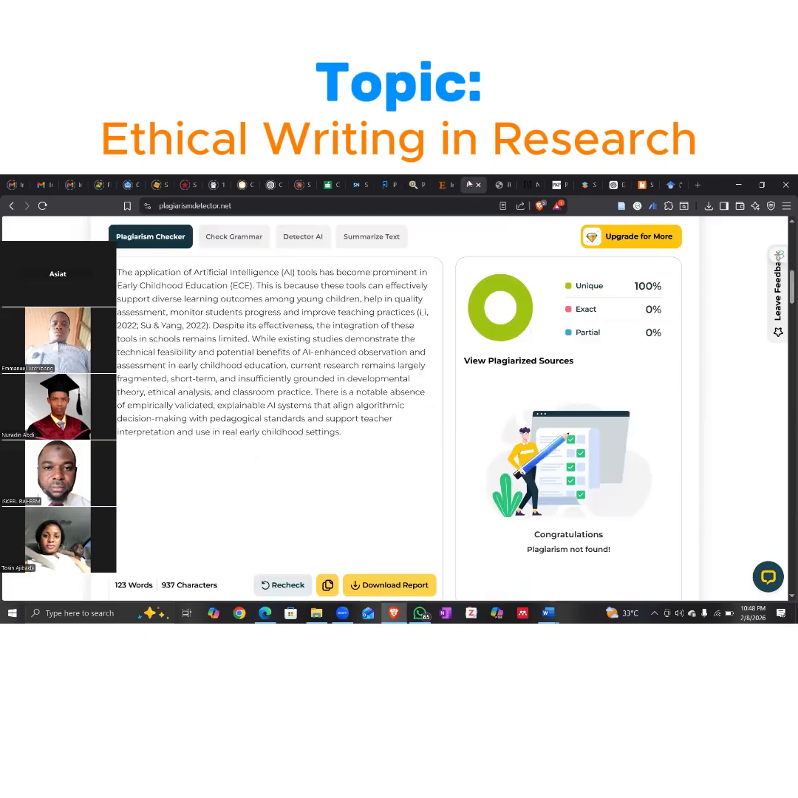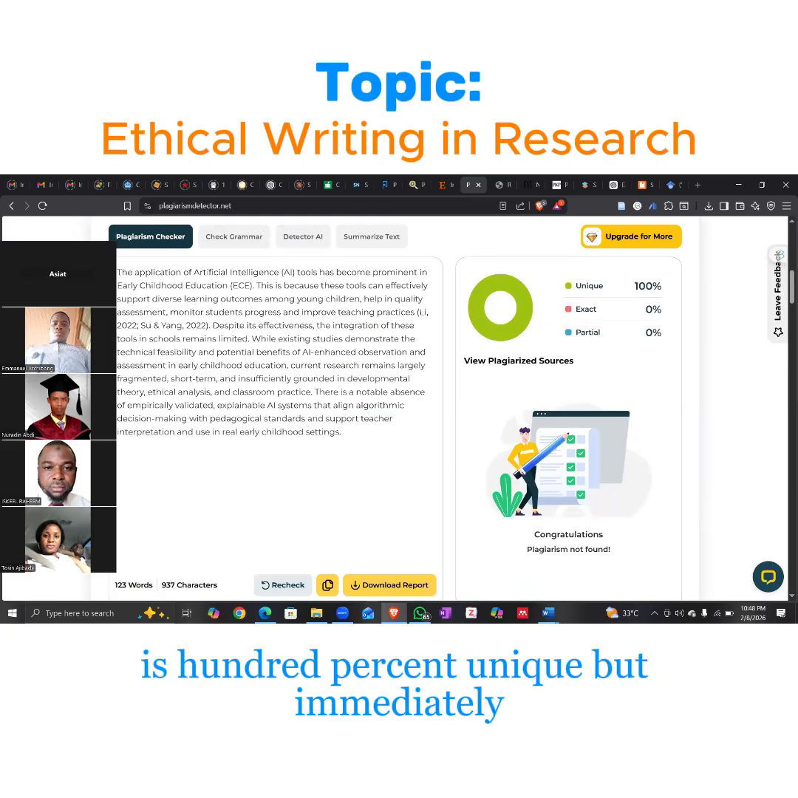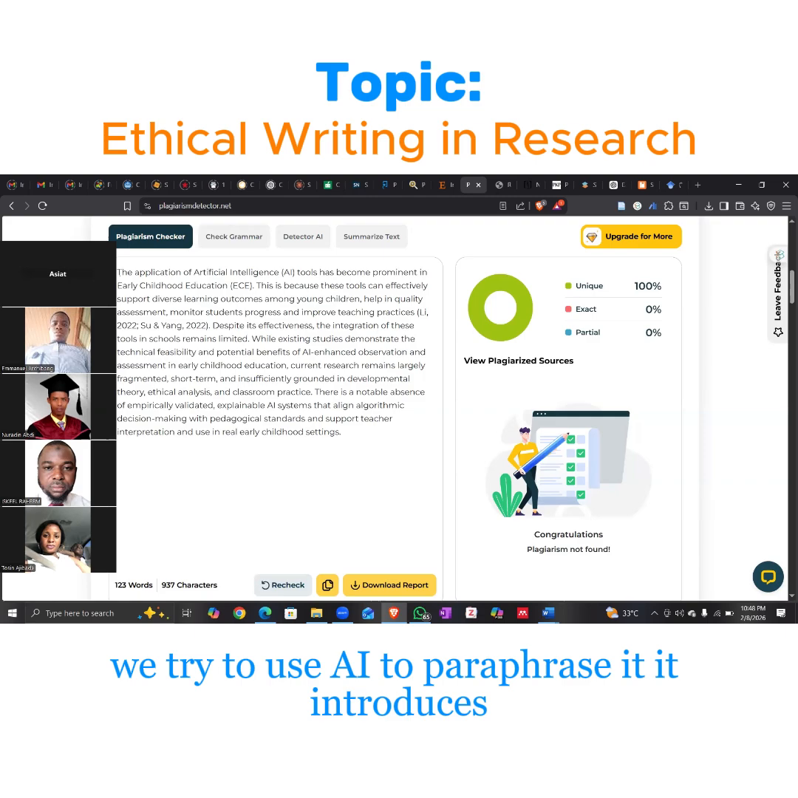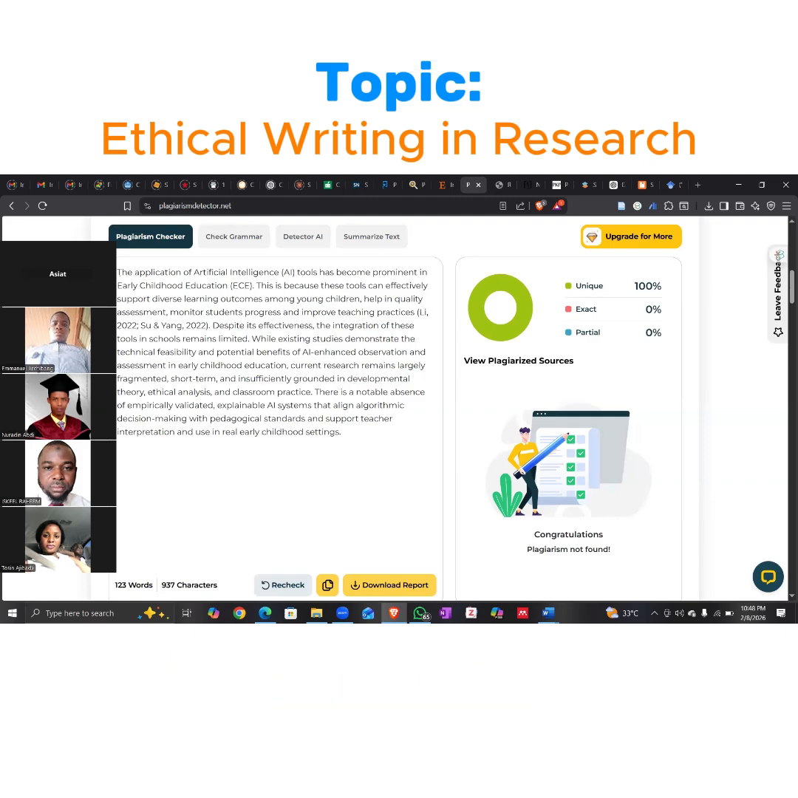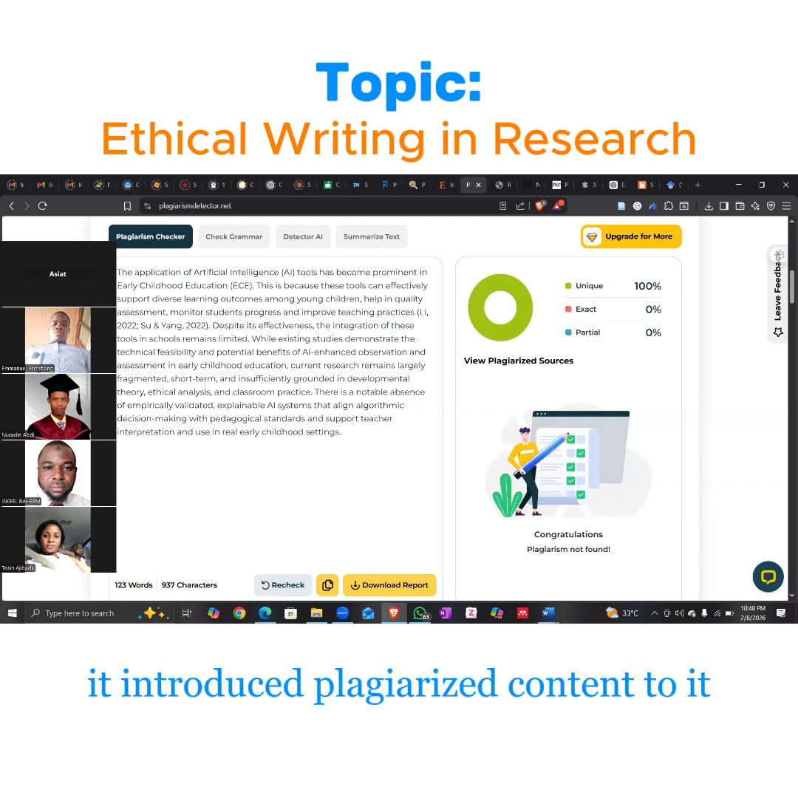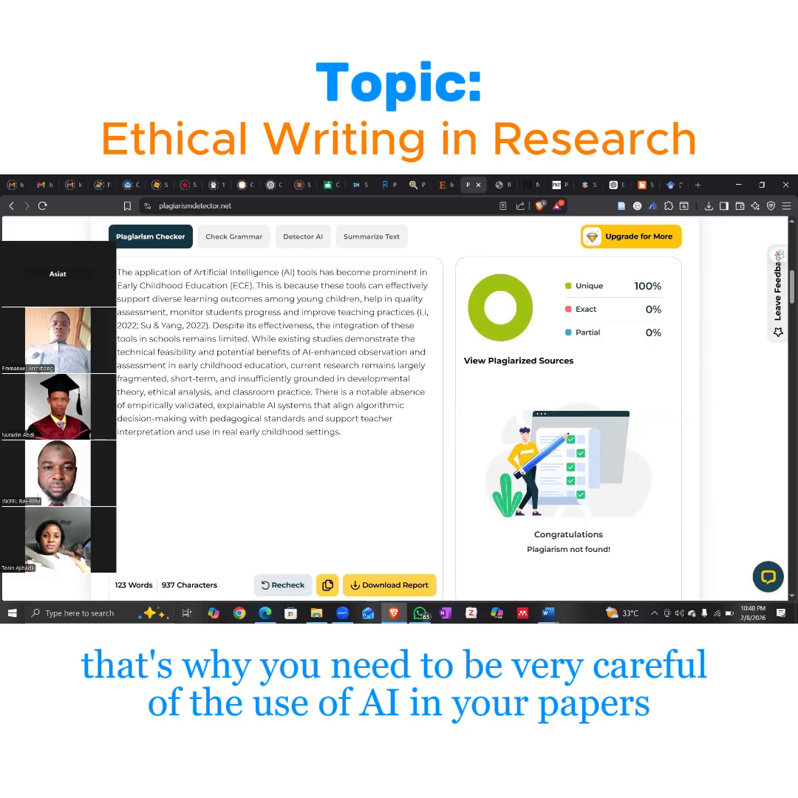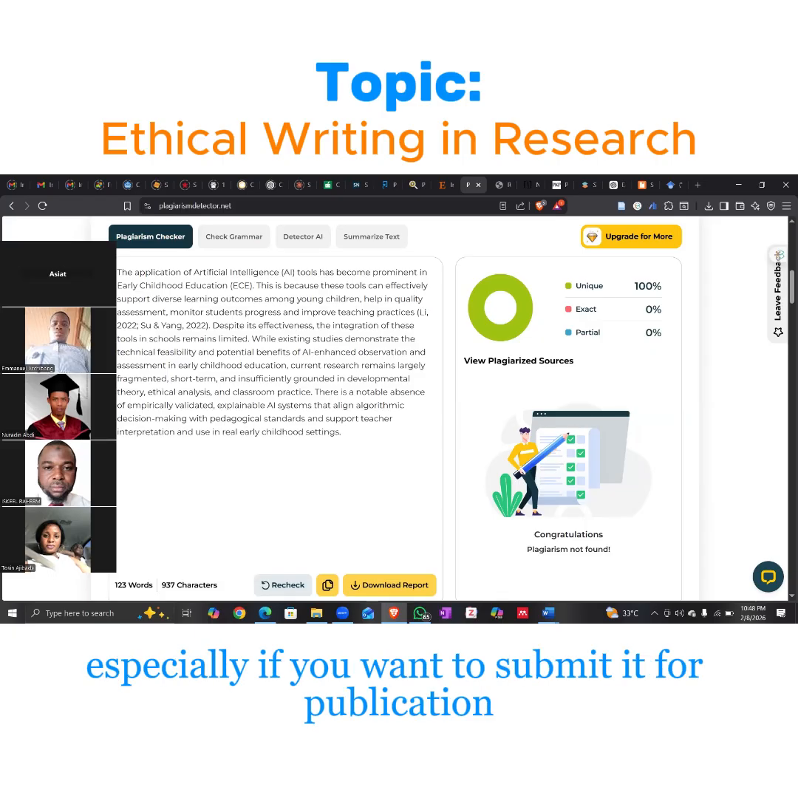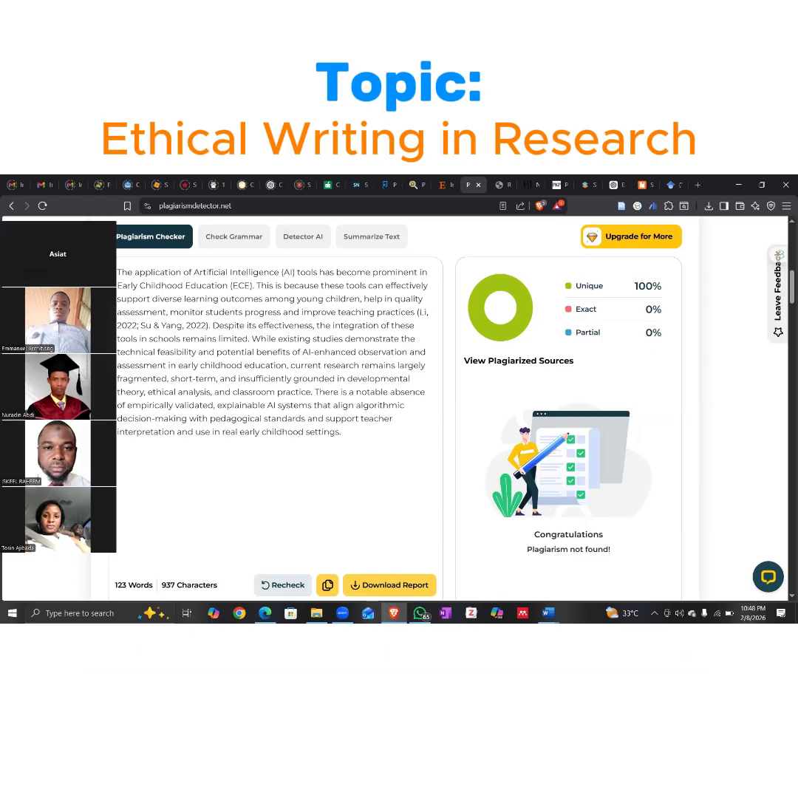Okay, can we see now the difference? What we wrote manually is 100% unique, but immediately we try to use AI to paraphrase it, it introduced plagiarism to it. It introduced plagiarized content to it. That's why you need to be very careful of the use of AI in your papers, especially if you want to submit it for publication. Hello, do we get the difference?